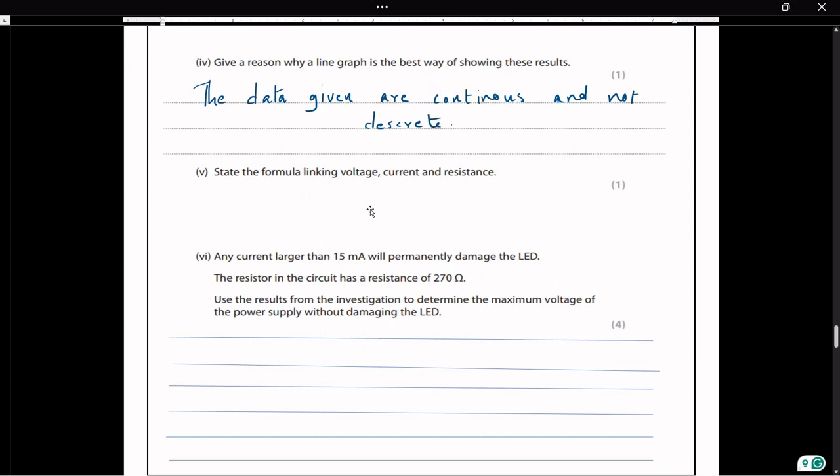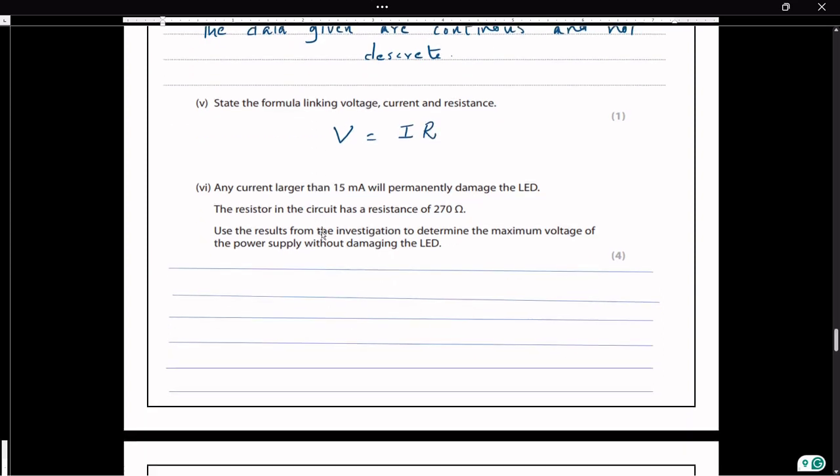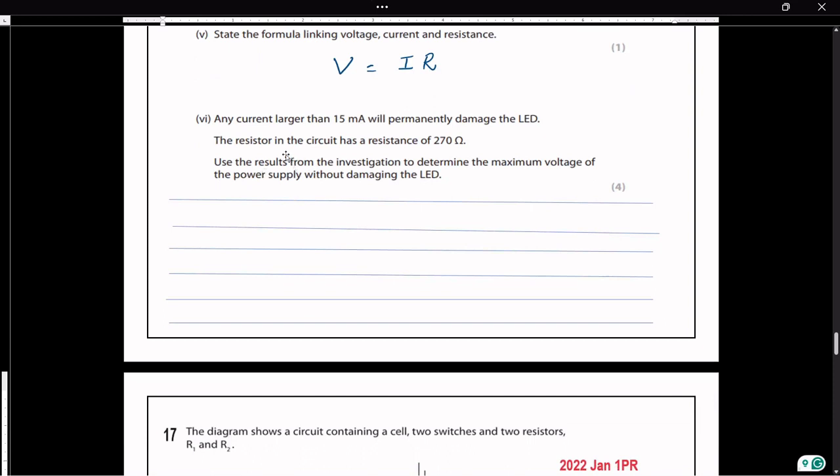State the formula linking voltage, current and resistance. Many times we answered this question. This is Ohm's law. Voltage is the product of current I and resistance R. Next part: any current larger than 15 milliampere will permanently damage the LED. The resistor in the circuit has a resistance of 270 ohm. Use the results from the investigation to determine the maximum voltage of the power supply without damaging the LED.